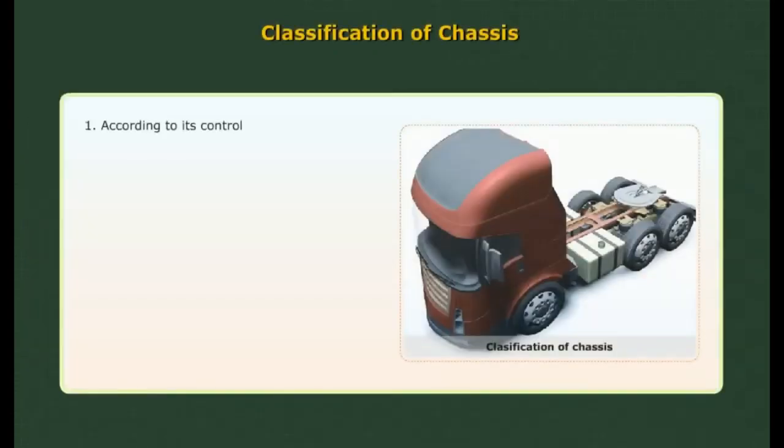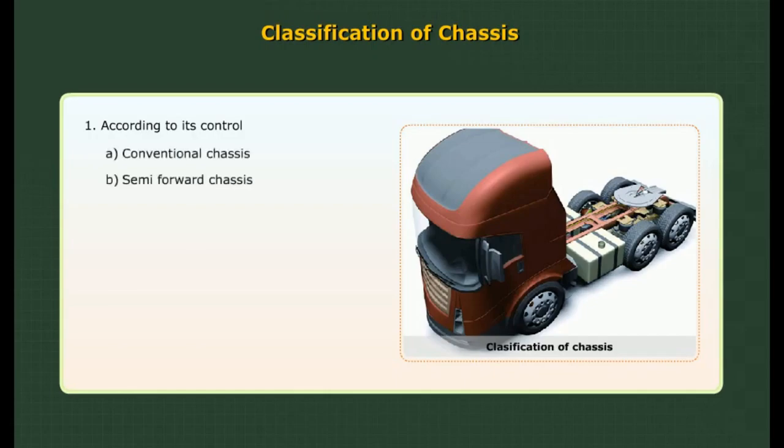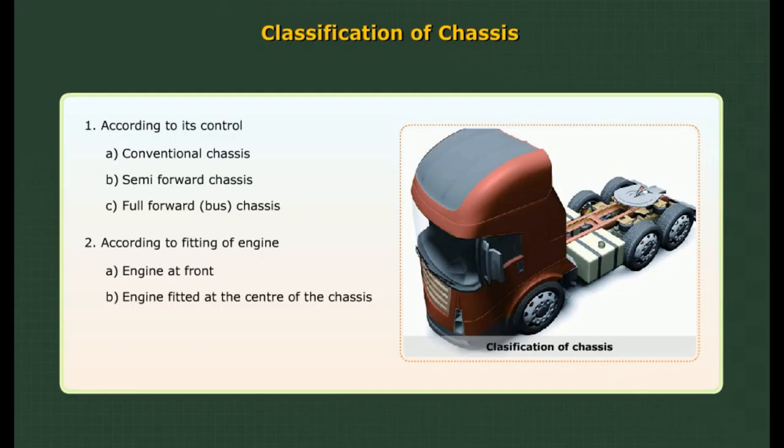Classification of chassis. 1. According to its control: A. Conventional chassis. B. Semi-forward chassis. C. Full forward bus chassis. 2. According to the fitting of engine: A. Engine at front. B. Engine fitted at the center of the chassis. C. Engine fitted at the back. 3. According to wheel base size.